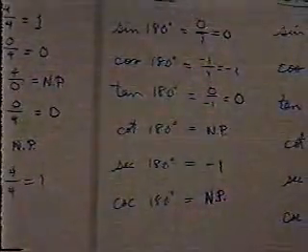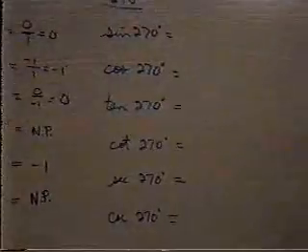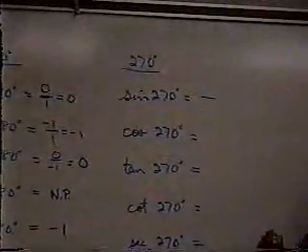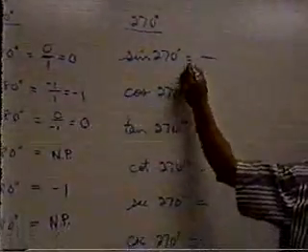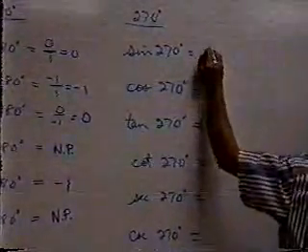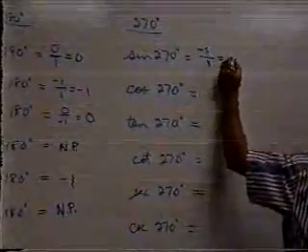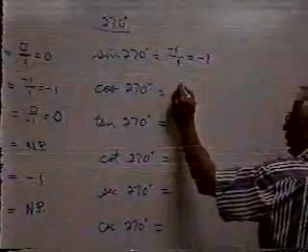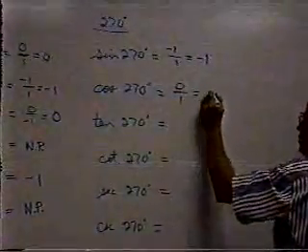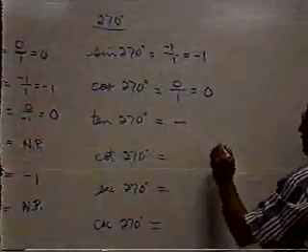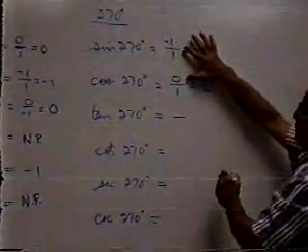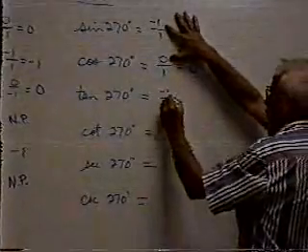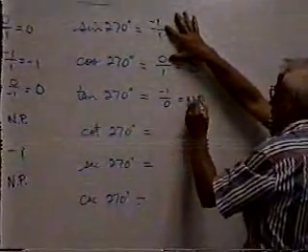All right, the last one, let's look at 270 degrees. The sine of 270 degrees is, looking at those numbers over there, sine is y over r. Y is a minus 1, r is 1, so the answer is a minus 1. Cosine of 270 is x over r. X is 0. R is 1. Answer is 0. Tangent is sine over cosine. So that's a minus 1 over 0, which is not possible.